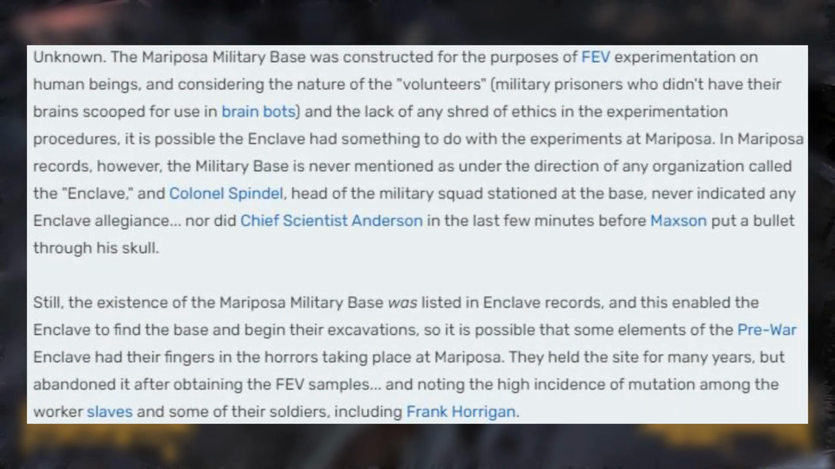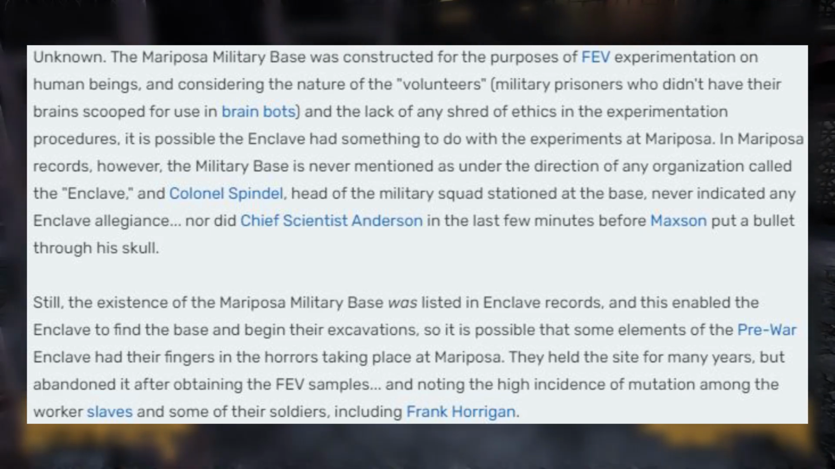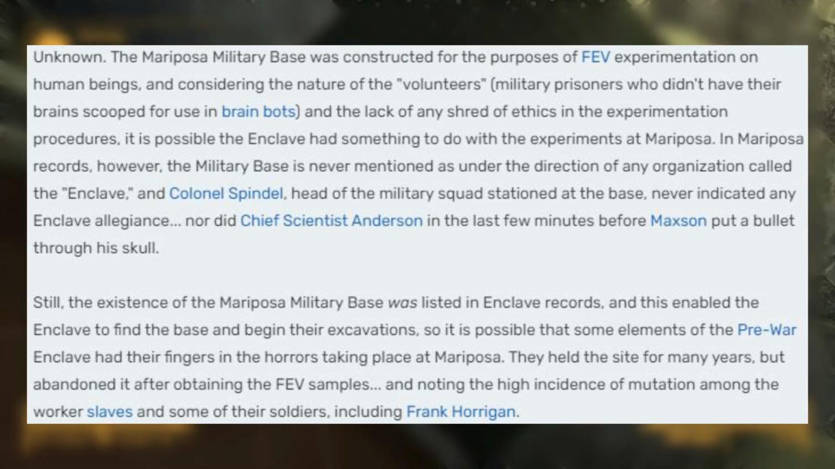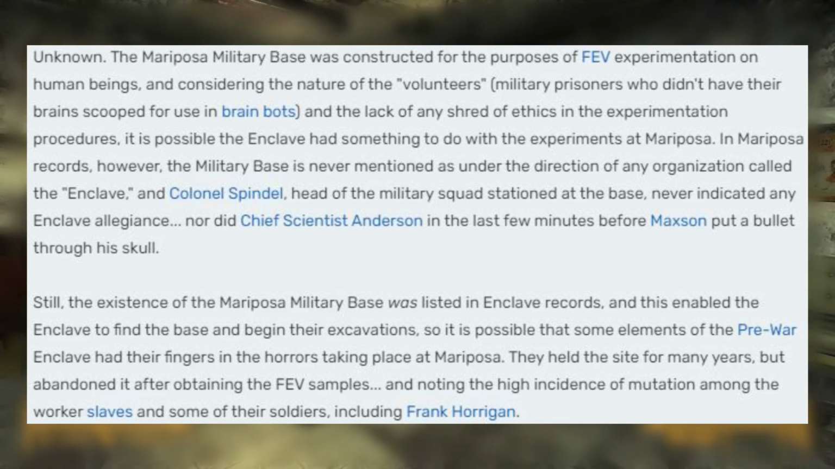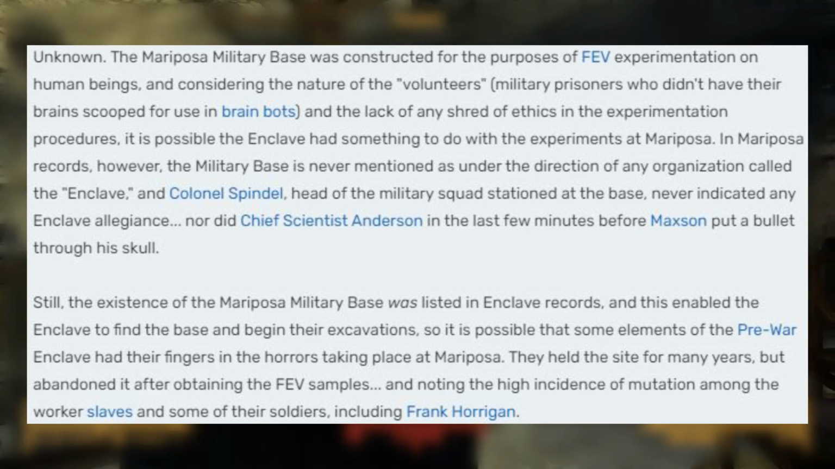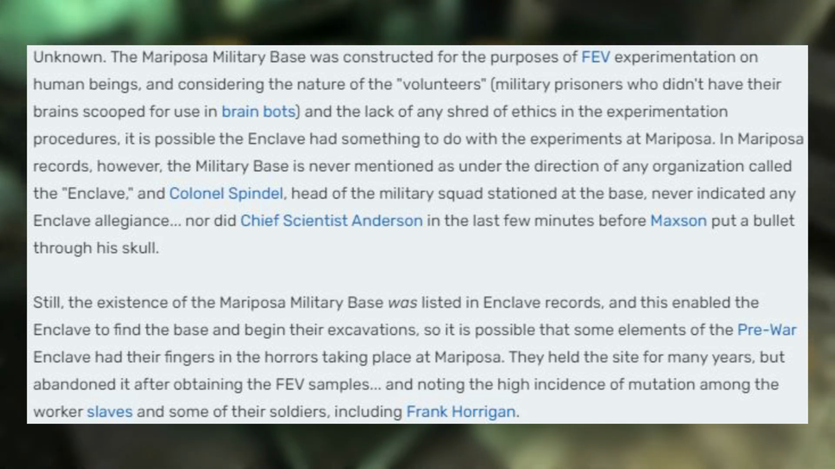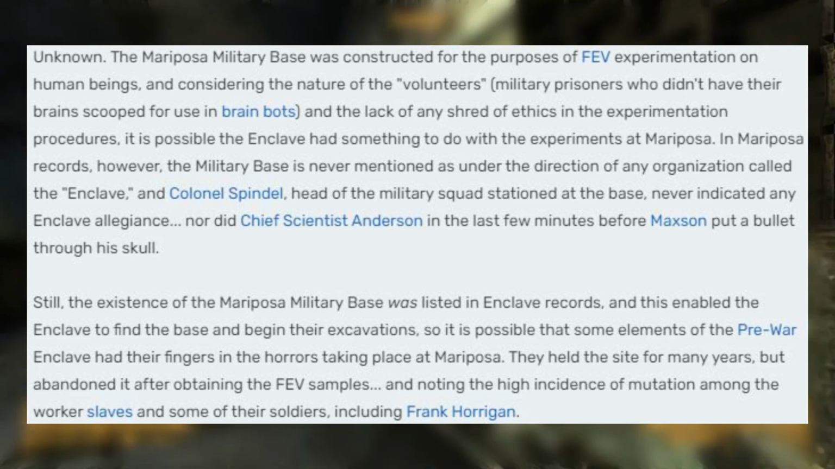The Mariposa military base was constructed for the purposes of FEV experimentation on human beings, and considering the nature of the volunteers, military prisoners who did not have their brains scooped for use in brain bots, and the lack of any shred of ethics in the experimentation procedures, it is possible the Enclave had something to do with the experiments at Mariposa. In Mariposa records, however, the military base is never mentioned as under the direction of any organization called the Enclave, and Colonel Spindle, head of the military squad stationed at the base, never indicated any Enclave allegiance, nor did Chief Scientist Anderson in the last few minutes before Maxim put a bullet through his skull.